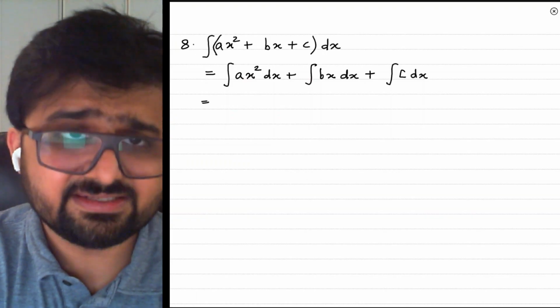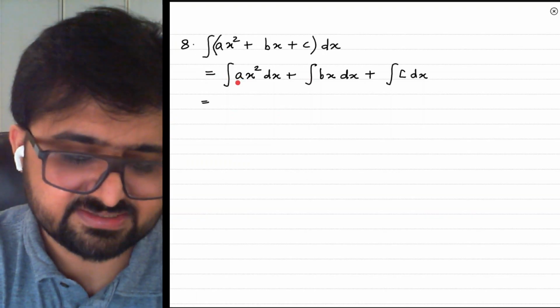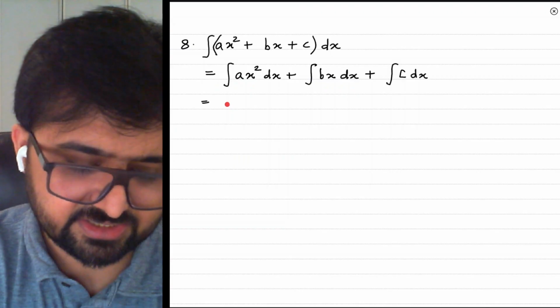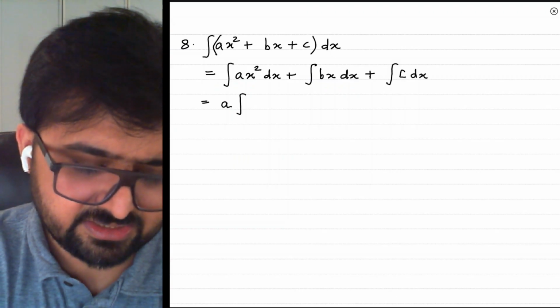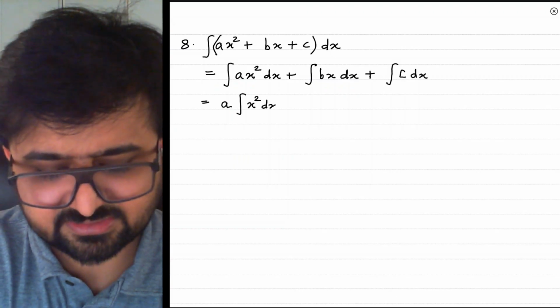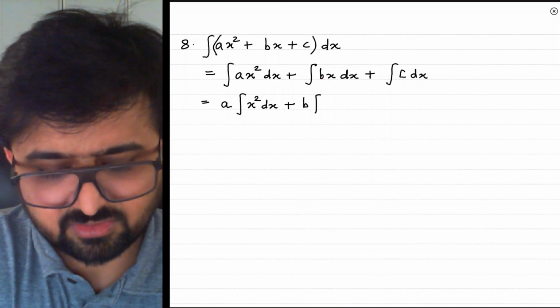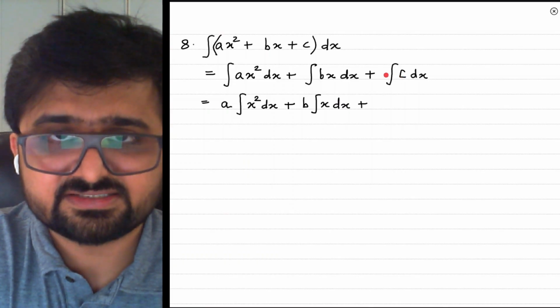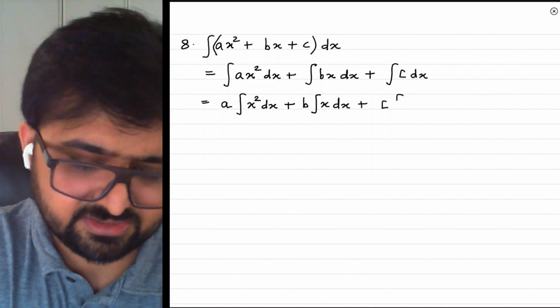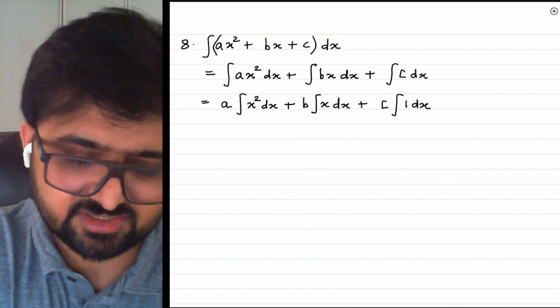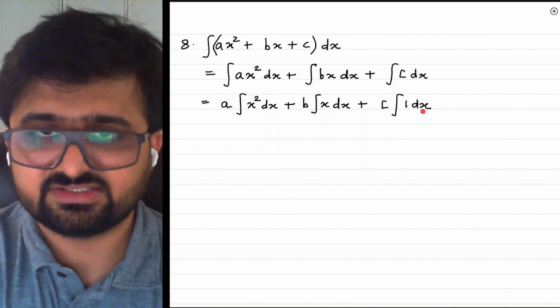Then you can take these constant terms out easily. So this a is a constant, so you can take it out. So you get a integral of x squared dx plus take that b out. So b integral of x dx plus take that c out. So c integral of 1 dx. Remember that there is 1 left here when you take c out, not 0.